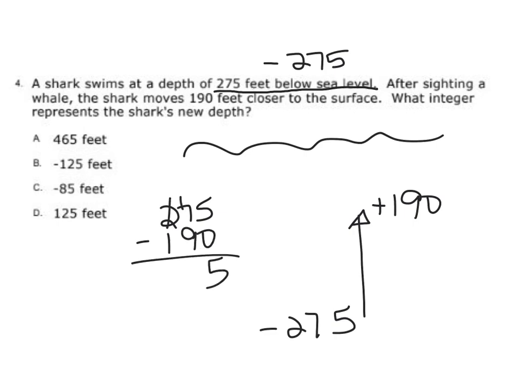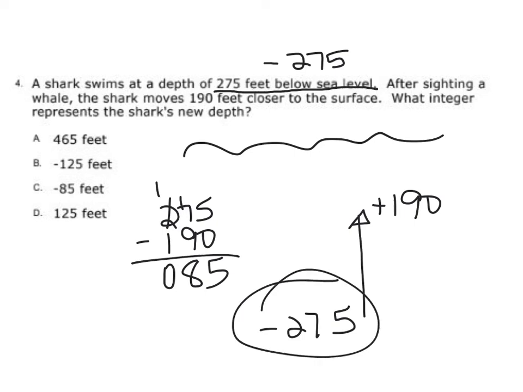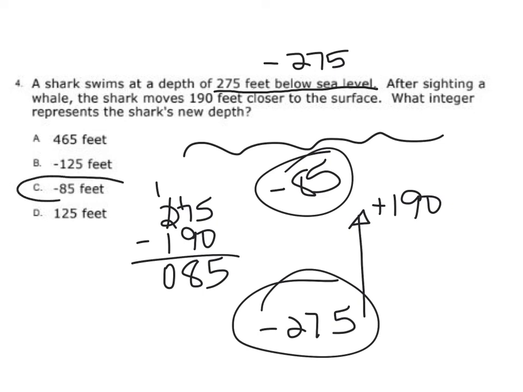Borrow, regroup. 17 minus 9 is 8. 1 minus 1 is 0. So that's 85. But because we have more negatives, that means it's going to be a negative 85. So my answer is letter C.